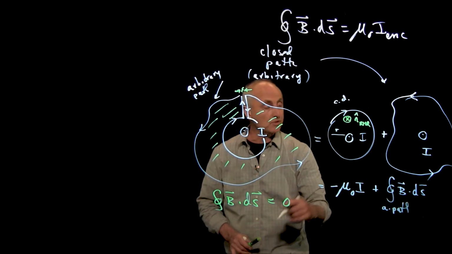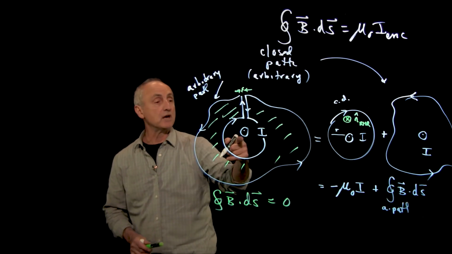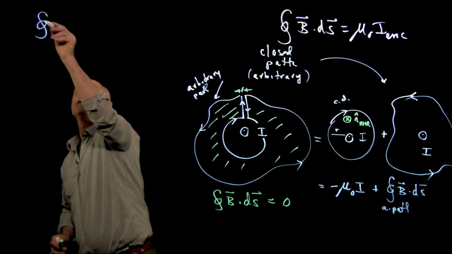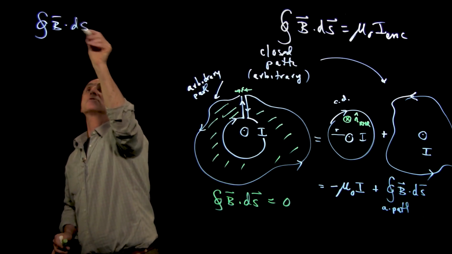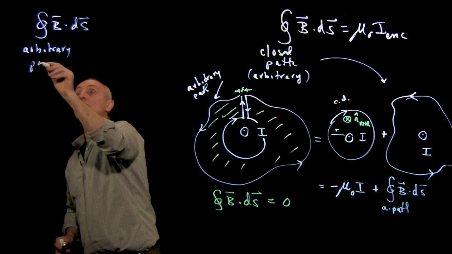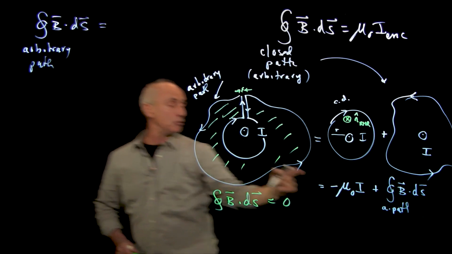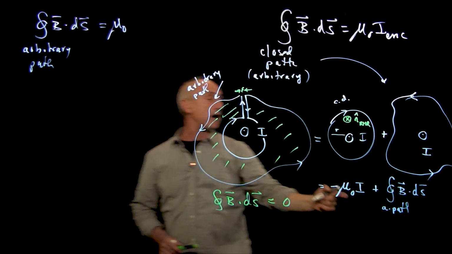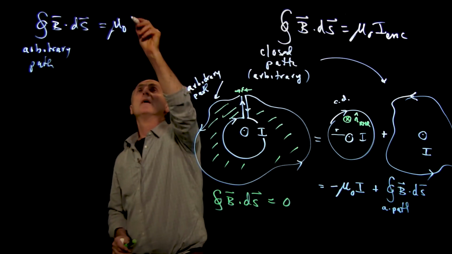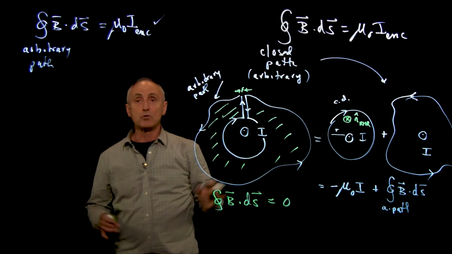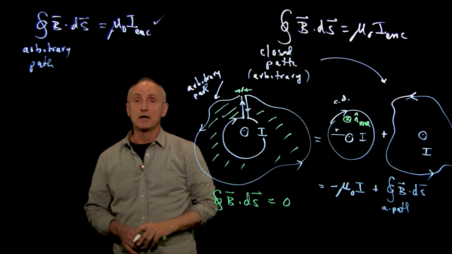And because these two things are equal to 0, because I is not enclosed, we now conclude that B dot ds around an arbitrary path, and not just a circular path, is equal to, we bring this to the other side, mu naught times I, where I is the I enclosed. And so there we are. We've shown the general case for Ampere's law.